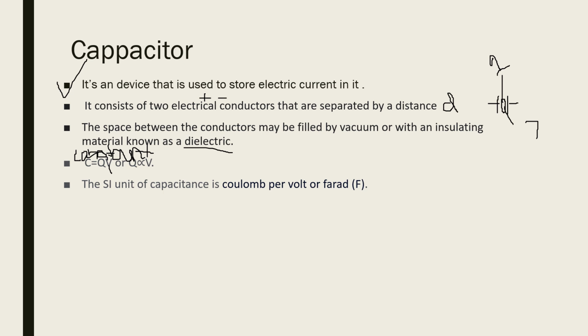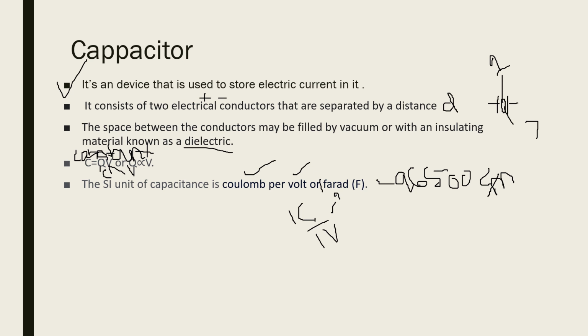Now the SI unit of capacitance is coulomb per volt. We know that charge is measured in coulomb and potential difference is measured in volt. Coulomb per volt is equal to farad. So 1 farad is equal to 1 coulomb divided by 1 volt, or the value of the farad is equal to 96,500 coulomb per volt.